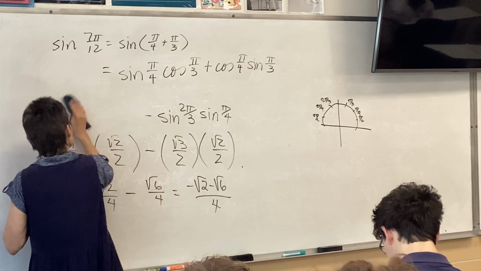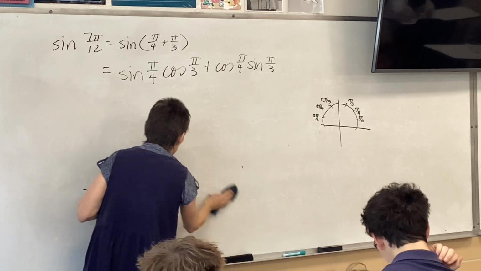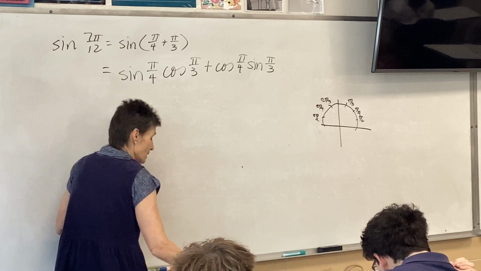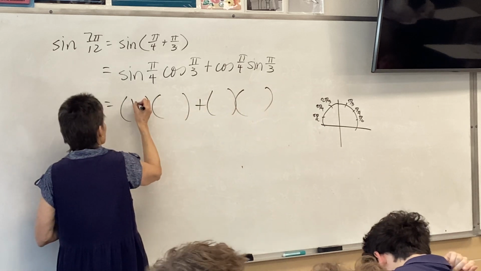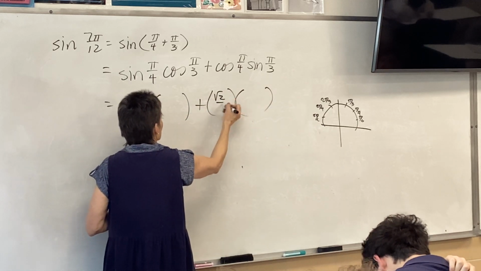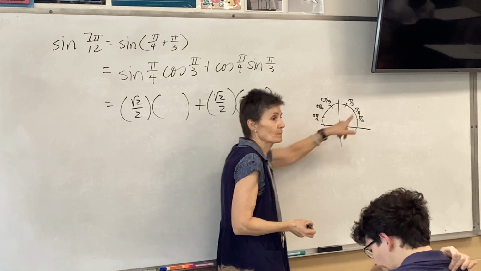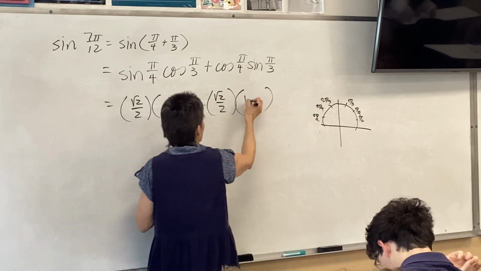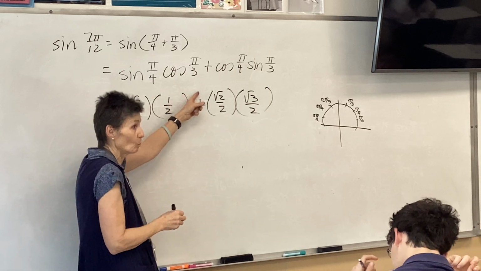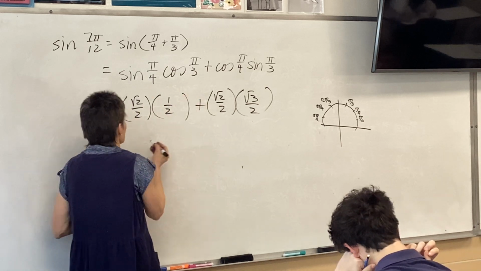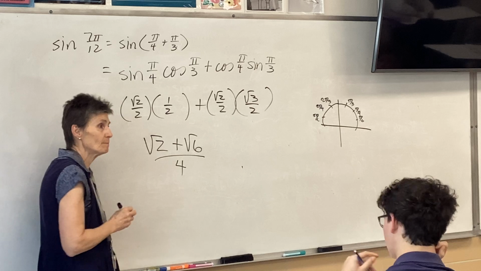And then you're not done. Now what do you have to do? Evaluate all those, which should be easy for you because they're straight off your unit circle. So what are the pi over 4s? They're the easy ones. Root 2 over 2. Pi over 3. What's your cosine? 1/2. And your sine is root 3 over 2. Everything's positive because these are both in quadrant 1. So this time I'm going to get root 2 plus root 6 over 4. Is that what you got when you did it? Yeah.